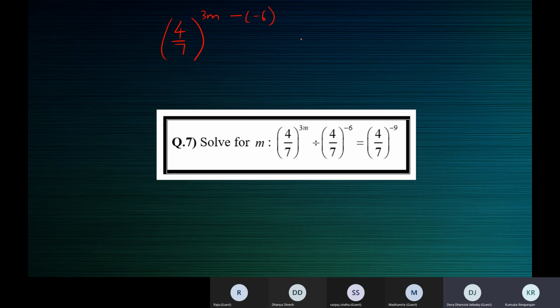Subtract the powers. In the left hand side, the bases are same. 4 by 7 is the base. It's division, common base 4 by 7. The operation is division, so we have to subtract the powers. 3m and minus 6, subtract it. Put the minus sign in the middle. Yes or no, children? Yes, ma'am.